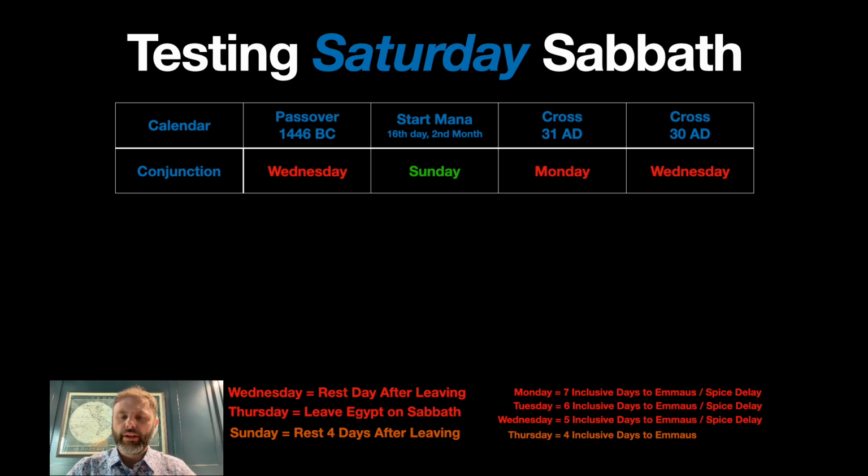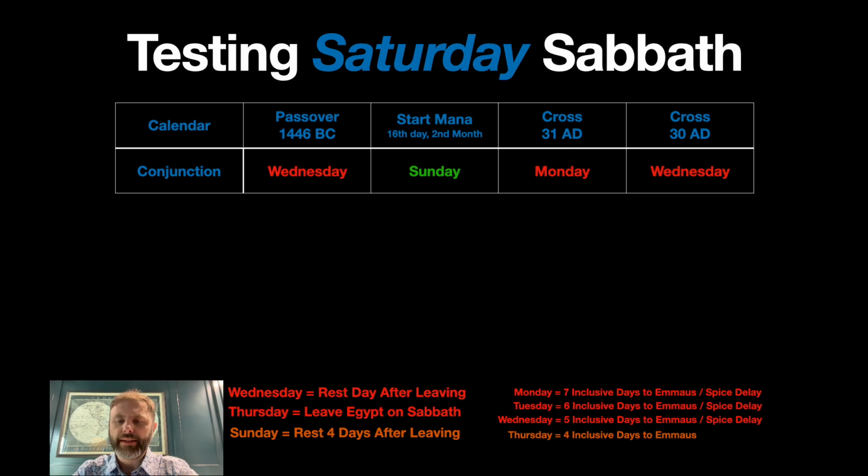So the first calendar I tested was the conjunction. This starts the month and the year when the moon is completely dark, and the following day is the first day of the month. So this has Passover occurring on a Wednesday. Manna starts on a Sunday, which actually does work because the manna Saturday should be the Sabbath. You get manna on Sunday, you go 6 days, and then you have another Saturday. So that works for the conjunction.